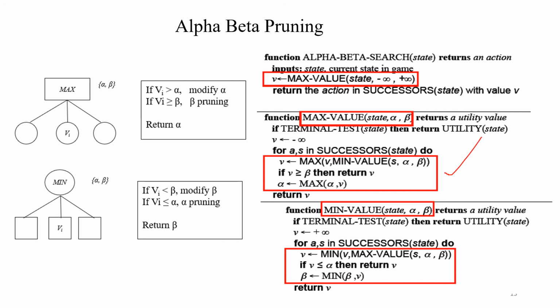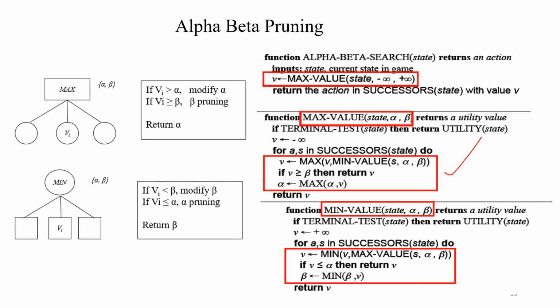The important part of max value lies within this rectangular box that I have represented in the form of a diagram. Just remember that alpha always represents max, beta always represents min. If the value Vi is greater than alpha, then we have to update the alpha value. If Vi is greater than or equal to beta, then we should go for pruning, and max always returns the value v.